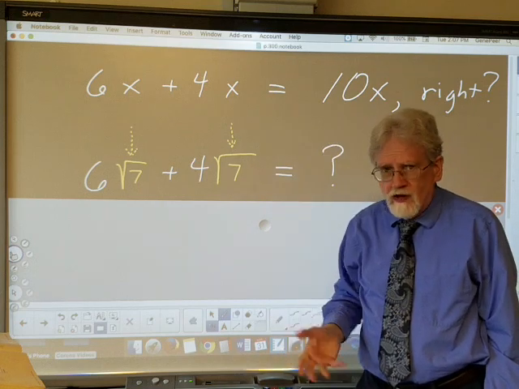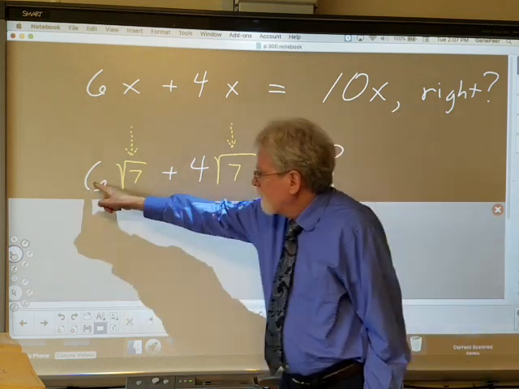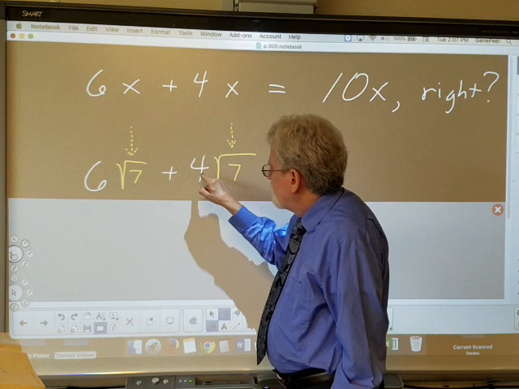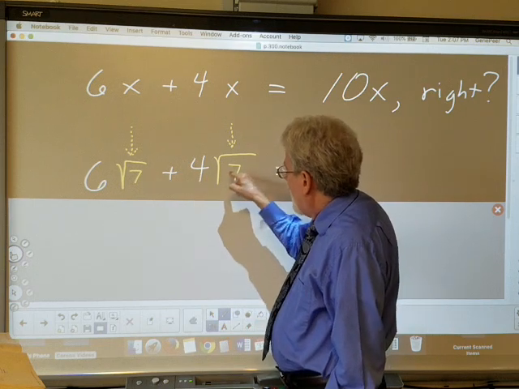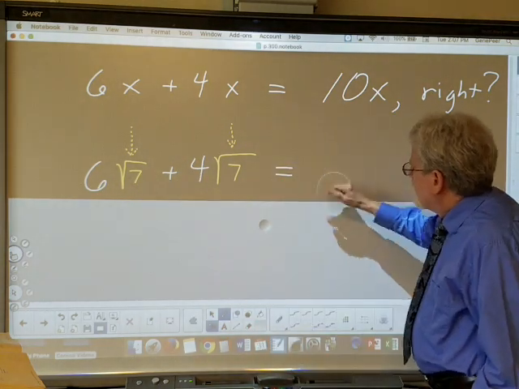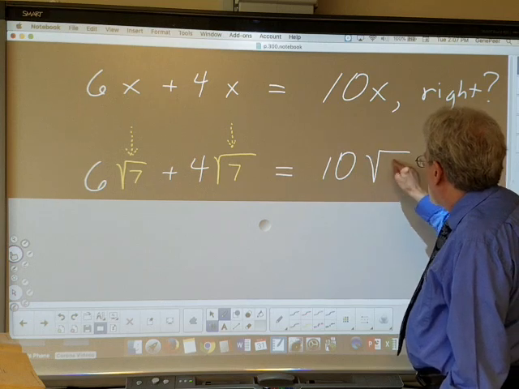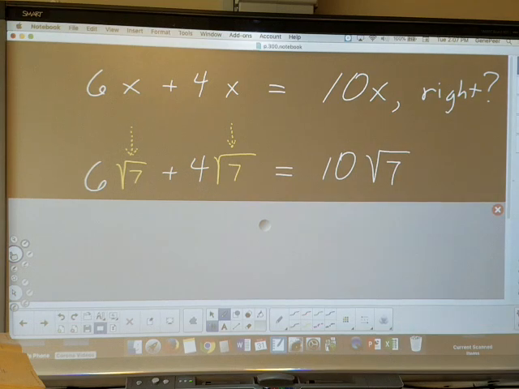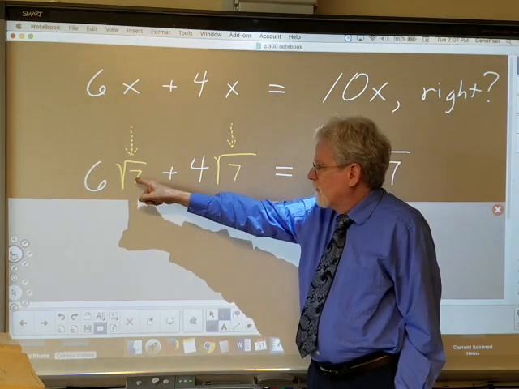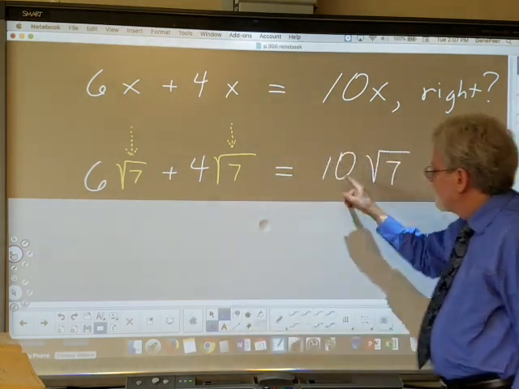Does the rule change? No, the rule doesn't change. 6 of these guys plus 4 more of those same guys gives me what? It gives me 10 of those guys, whether they are bananas or x's or whatever. 6 of these guys plus 4 of these guys gives you 10 of these guys.